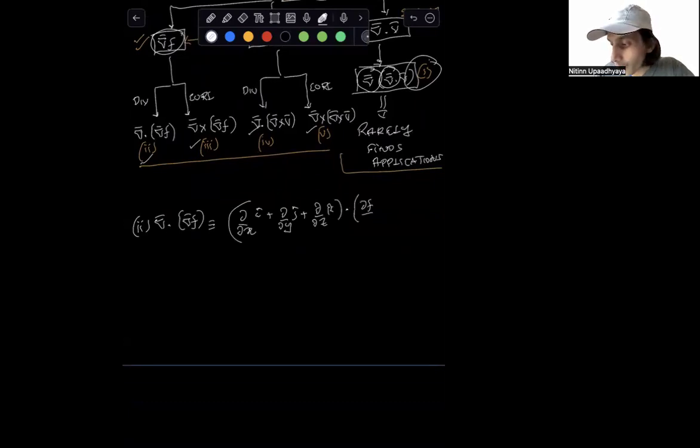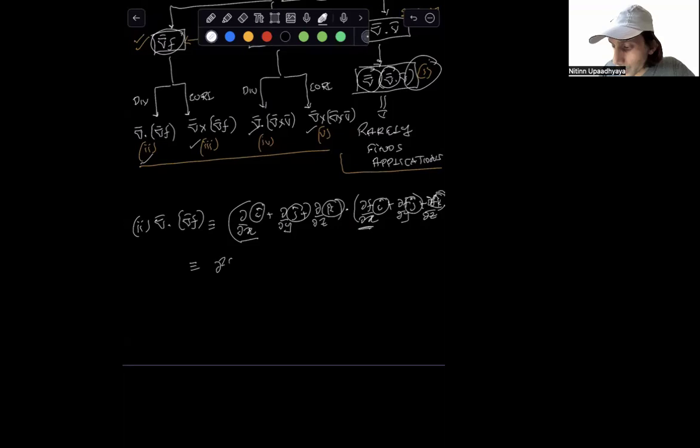And the gradient of f is ∂f/∂x i plus ∂f/∂y j plus ∂f/∂z k. And all we need to do is calculate the dot product. Now, as we've emphasized in the previous videos, since i, j, and k are orthogonal directions, the only terms which remain when we take the dot product are the ones that come from dotting i with i, j with j, and k with k. All the other terms vanish because i dot j equals j dot k equals k dot i, which are all 0.